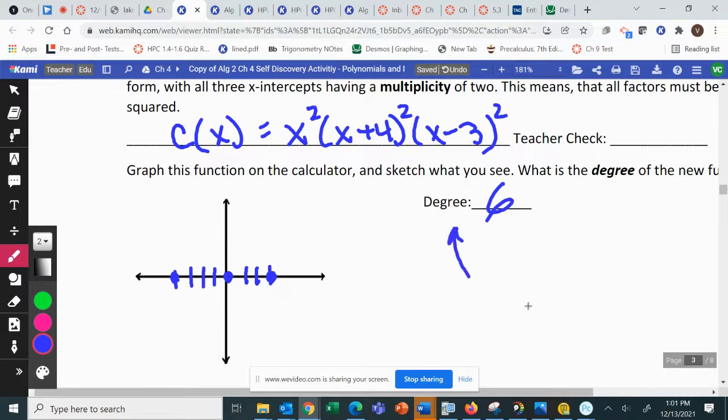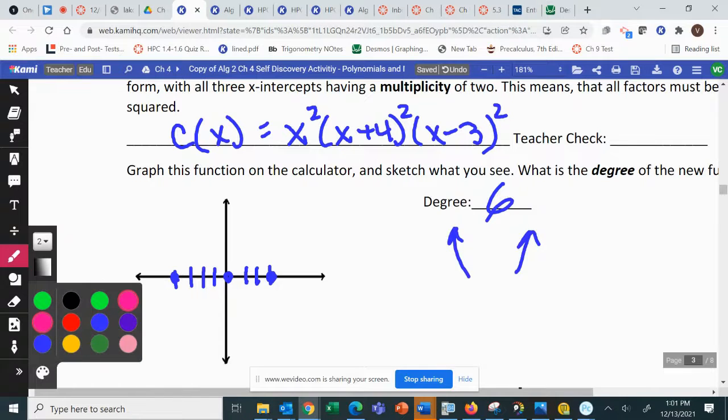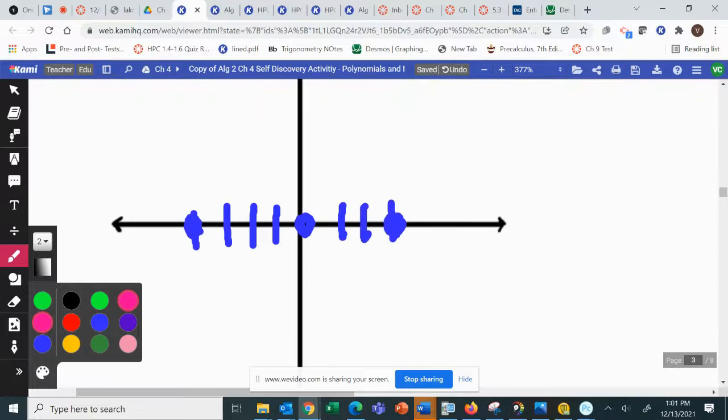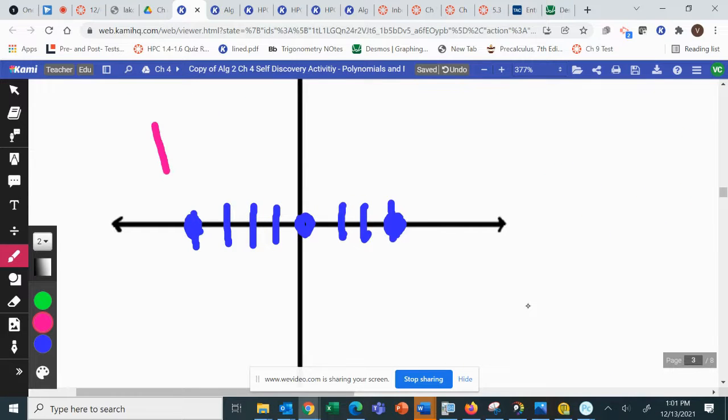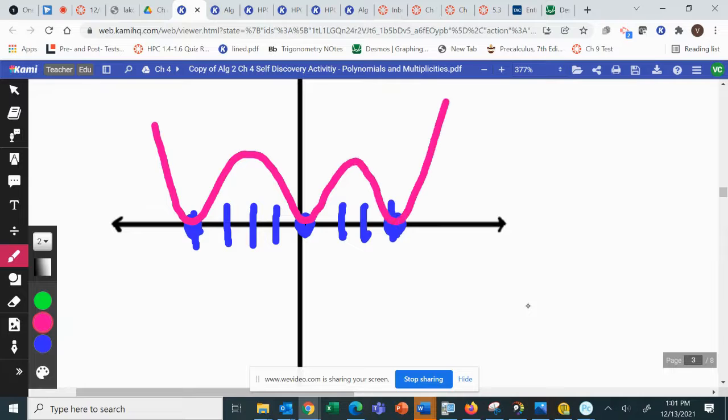So if it's a 6, we have an end behavior of up, up. What happens at -4 on the graph? Bounce. What happens at 0 on the graph? Bounce. What happens at 3 on the graph? Bounce. So I've got to make it bounce, bounce, bounce, and end up, up. If you need to erase, because it takes a little bit of effort to figure this out, maybe it takes a couple practices to figure it out and make it look good. Bounce, bounce, bounce, both ends up.